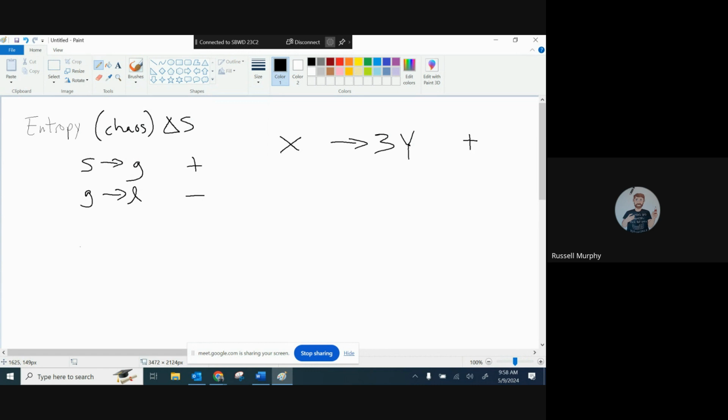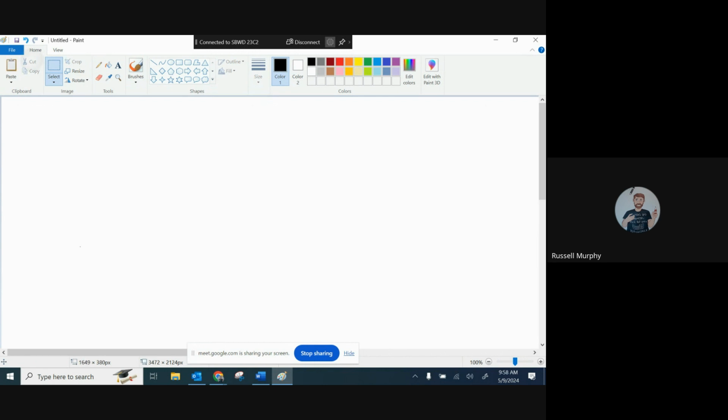All right, then we move on to Gibbs free energy equations and will the reaction occur? So the Gibbs free energy equation looks like this. It's on the equation sheet. Right? You don't need to have it memorized. You do need to know how to use it.